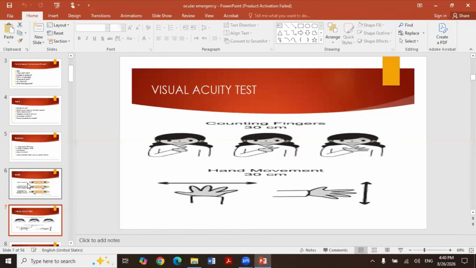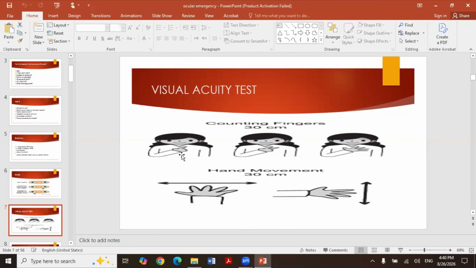About visual acuity. Here is the first exam, counting fingers. He can see one finger, two fingers at 30 cm, 1 meter, 3 meters at room distance, or he cannot see the fingers at all. Many doctors call me and say, doctor, the patient has loss of vision.